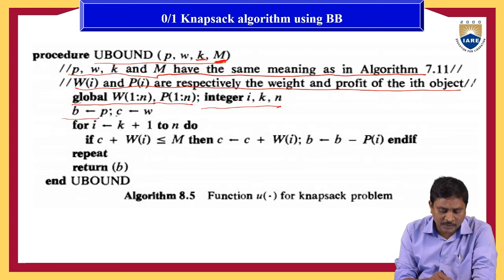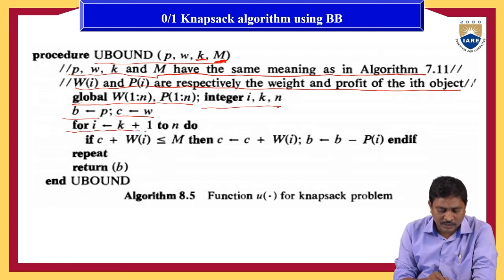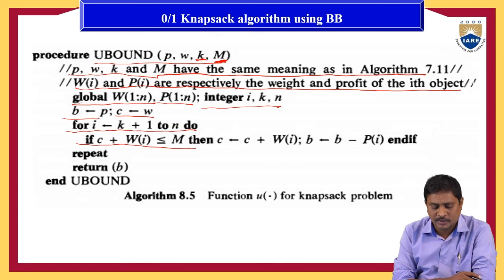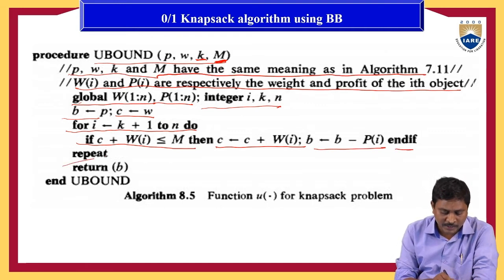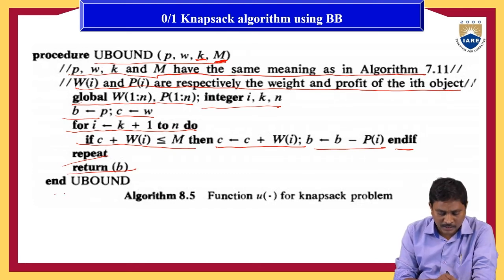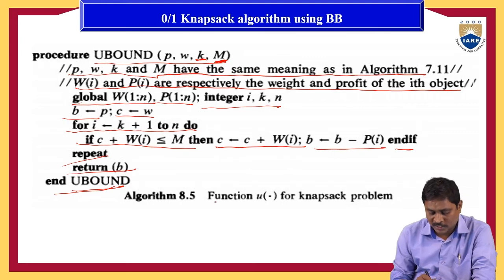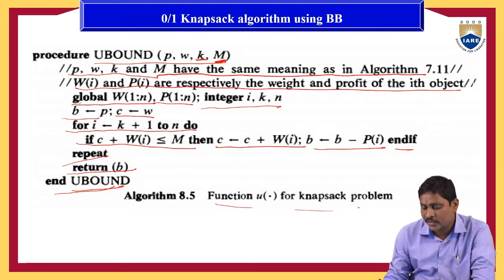Now B equal to P, C equal to W. For i equal to k plus 1 to n do: if C plus W of i is less than or equal to M, then C equal to C plus W of i, B equal to B minus P of i. Repeat, and return finally that B value. End of upper bound. So this is the function U, the upper bound, for the knapsack problem.